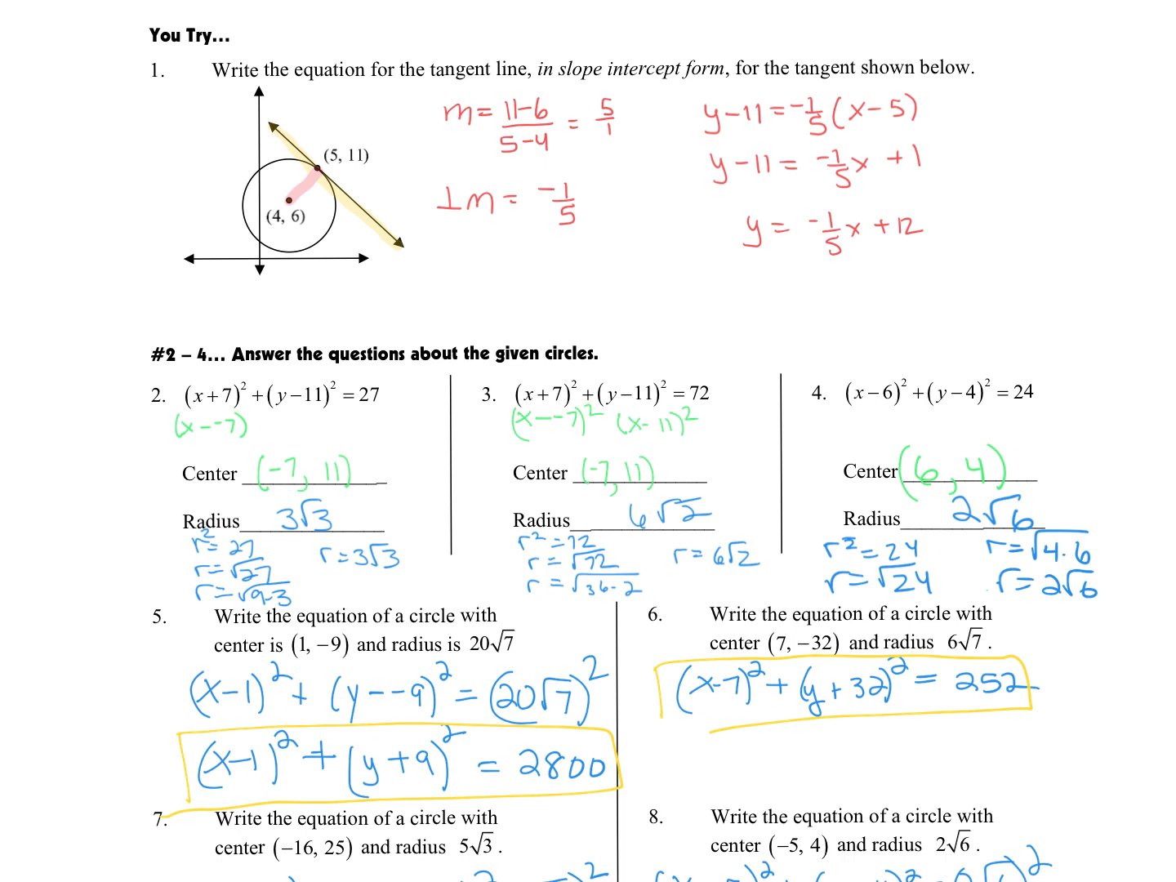And then we do the same two steps that we always do to go from point slope form to slope intercept form. We do the distributive property, and after we do the distributive property, we take that -11 and add 11. And we end up with y equals -1/5 x plus 12.